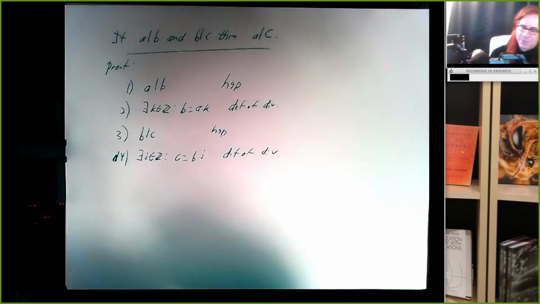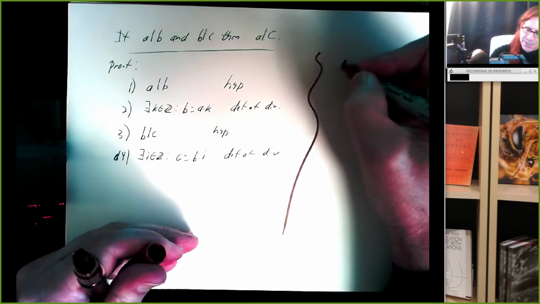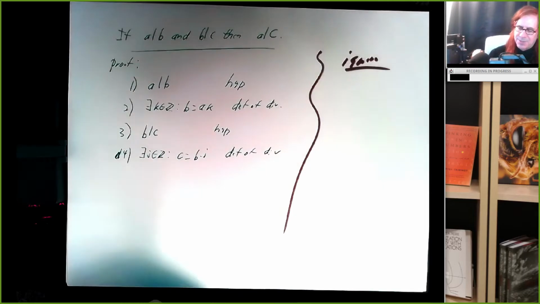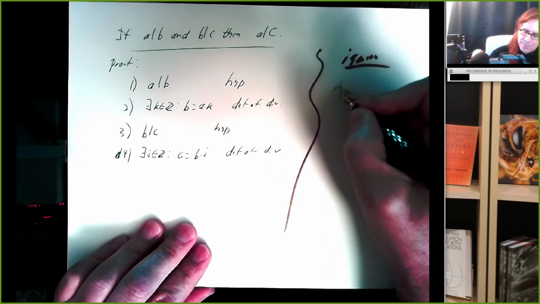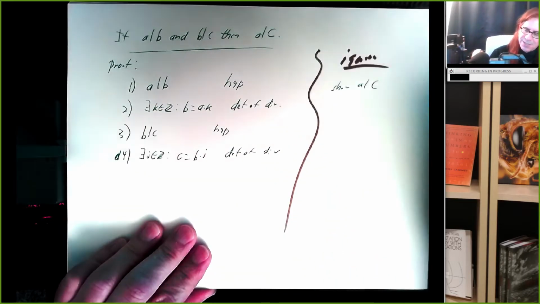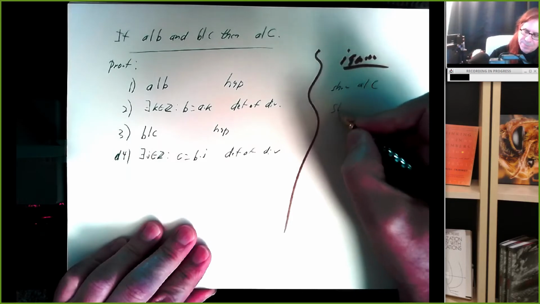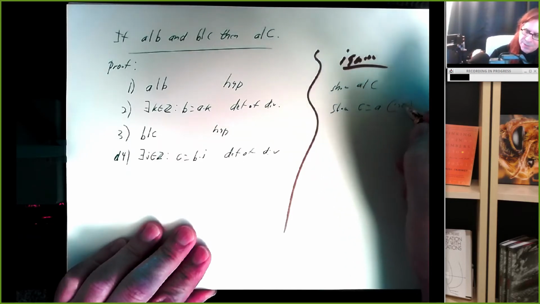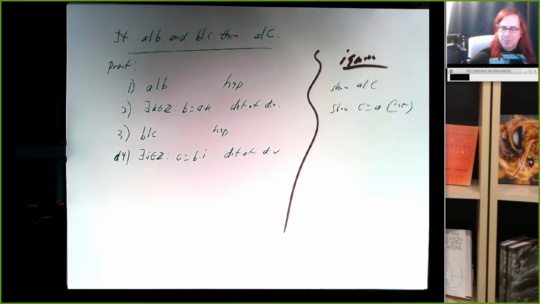Meanwhile, over here in my ignore section, I'm thinking out loud, and I'm thinking I want to show a divides c, so I want to show c equals a times some integer, right? I'm just thinking out loud here. So how can I show that c is equal to a times some integer?